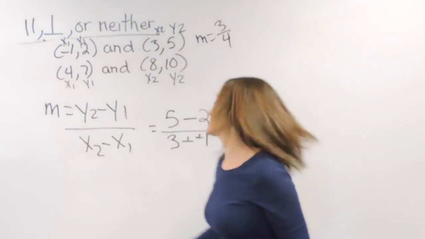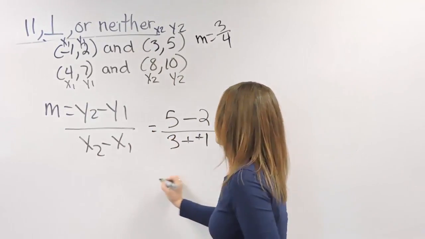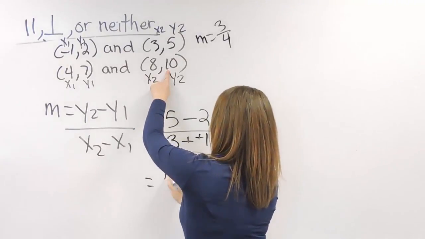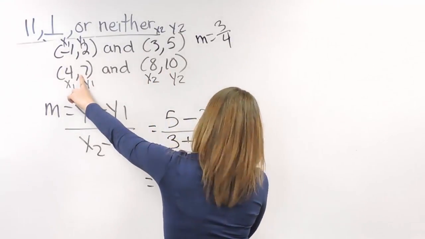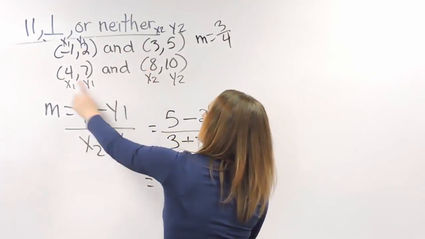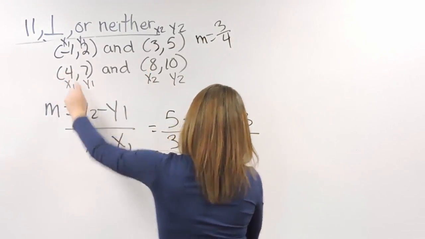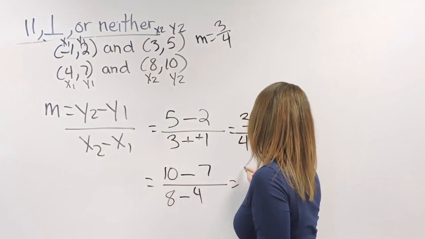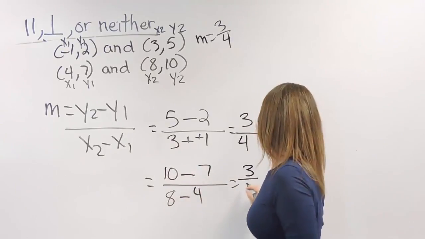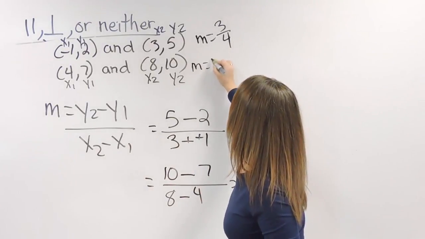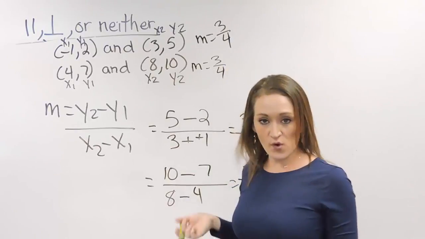I'm going to do the exact same thing with the bottom ordered pairs. So y2 is 10 minus y1, which is 7, over x2, 8, minus x1, which is 4. And subtract. 10 minus 7 is 3, and 8 minus 4 is 4. So the slope for the second line is 3/4.